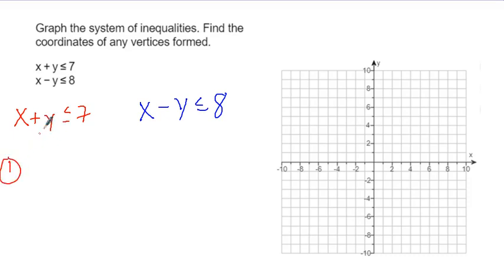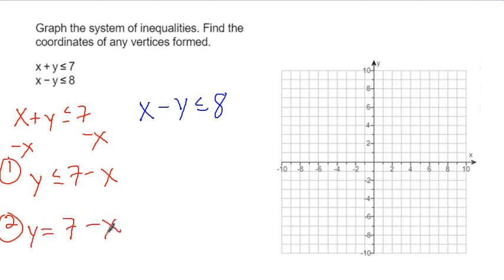First step, solve it for y by subtracting x to the other side. We get y is less than or equal to 7 minus x. The second step is to graph this as an equation. So we're going to graph y equals 7 minus x. That means the y-intercept is 7, which is (0, 7), this point right here.